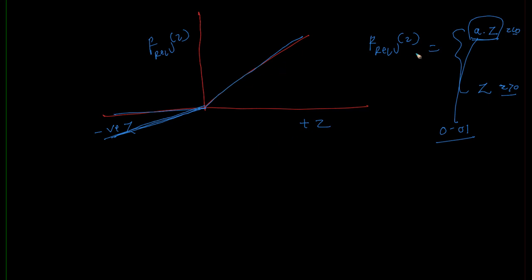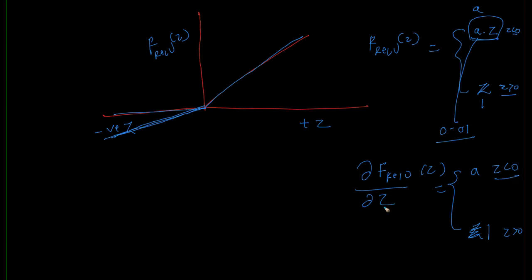And what will happen if I take the derivative of this? The derivative of this part will be a, and the derivative of this part will be 1, right? So the derivative of f ReLU of z with respect to z will be a for z less than 0, and 1 for z greater than 0.